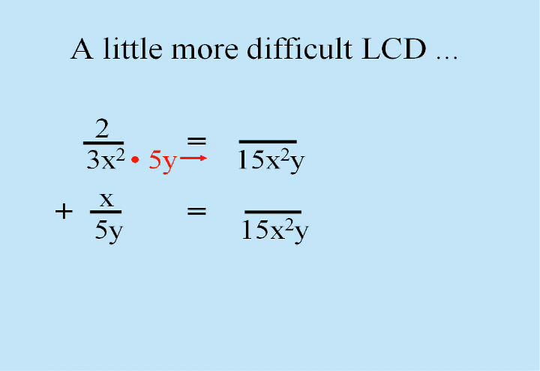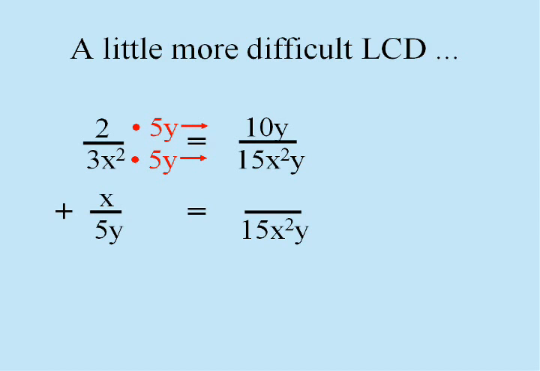I multiplied 3x squared by 5y. Basically, I divided to find the 5y. And if I did it to the bottom, I have to do it to the top. And 2 times 5y is going to be 10y.